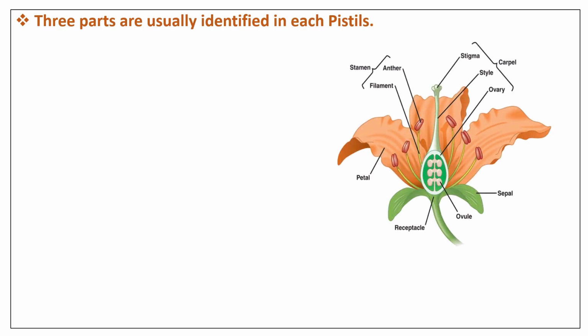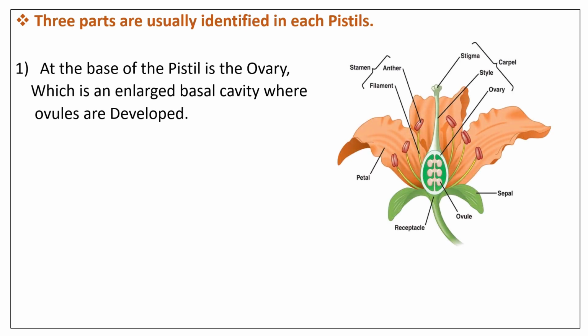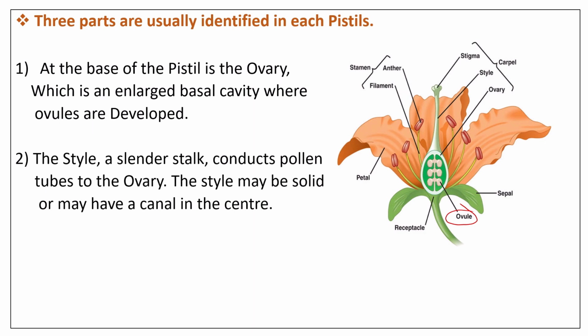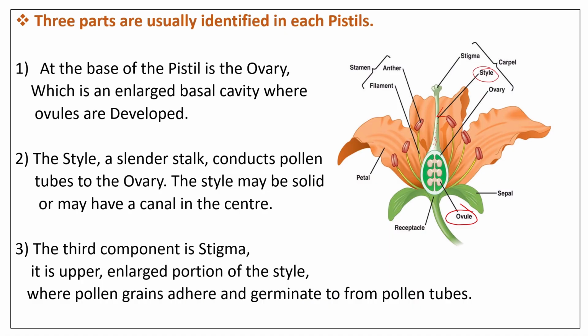3 parts are usually identified in each pistil. 1. At the base of the pistil is the ovary, which is an enlarged basal cavity where ovules are developed. 2. The style, a slender stalk, conducts pollen tubes to the ovary. The style may be solid or may have a canal in the center. 3. The third component is the stigma. It is the upper, enlarged portion of the style, where pollen grains adhere and germinate to form pollen tubes.